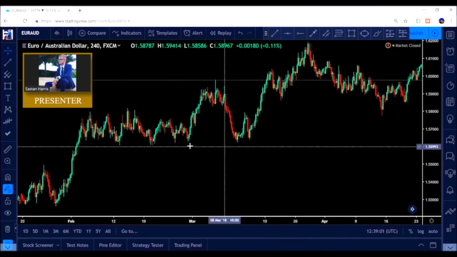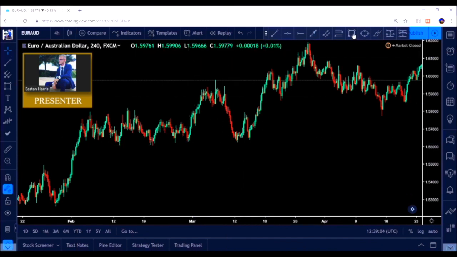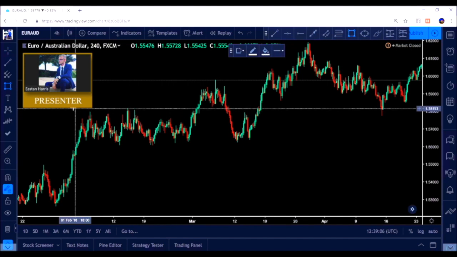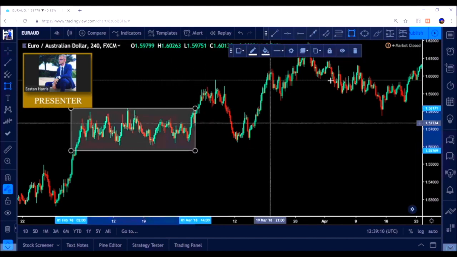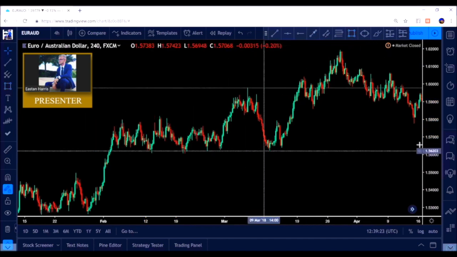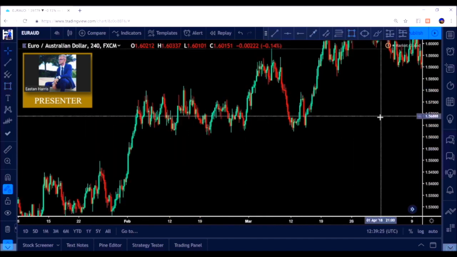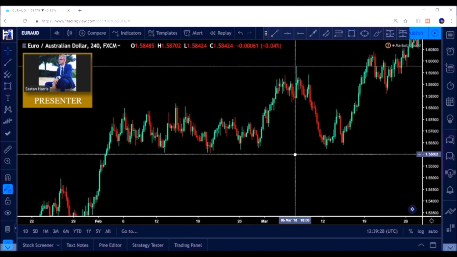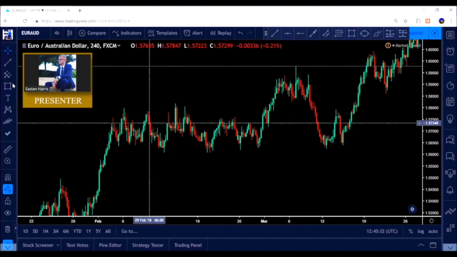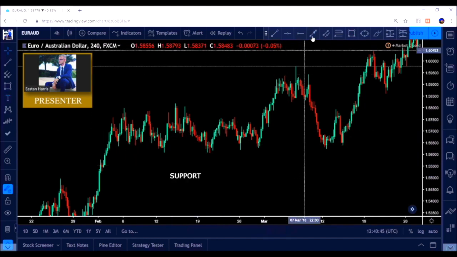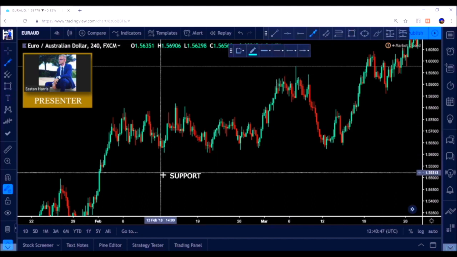Okay, so here we are. And right now, I want to focus on this area right in here. Okay, this is what we're going to be looking at. Now, taking a look at this area, let's zoom in here. There are two major zones at play here. There's a resistance and there is a support. Okay, now let's break this down.